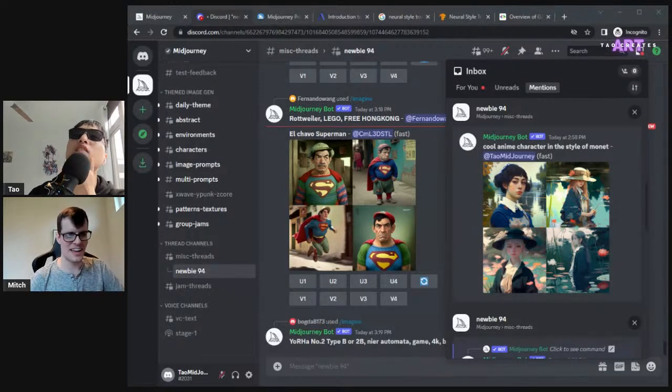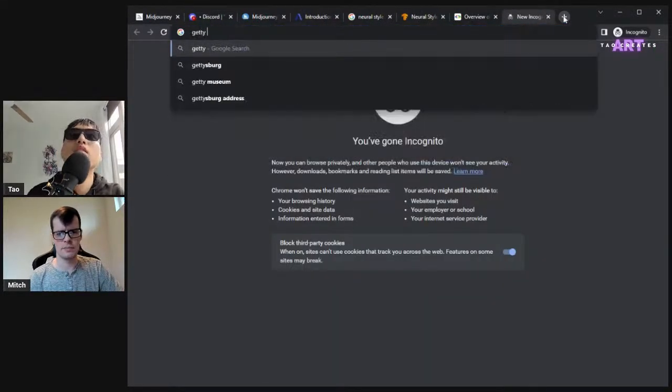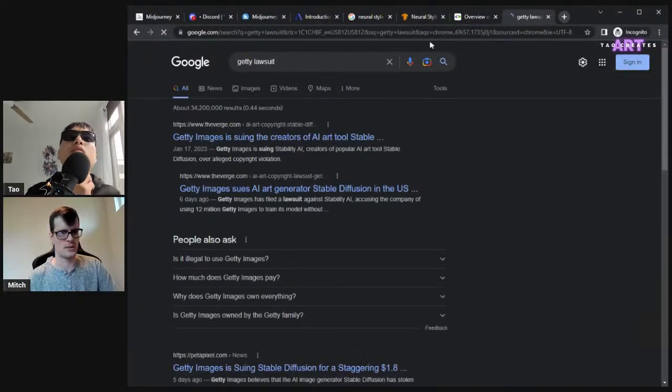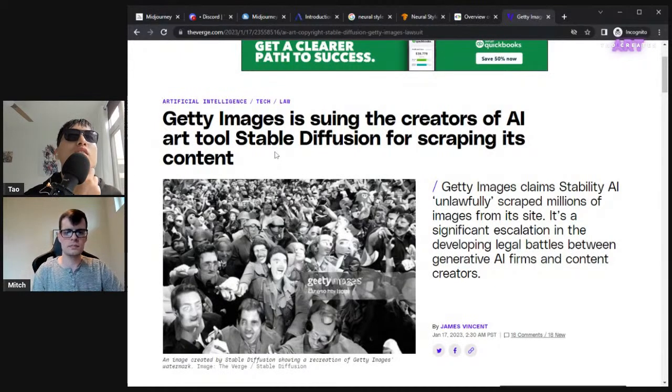Have you heard about the Getty lawsuit? The Getty lawsuit? No, I haven't heard about that. Getty is suing Stable Diffusion right now, actually. Hold on, let me pull that up. You can probably just see it if you look up Getty sues Stable Diffusion. Yep, there you go. Getty is suing the creators of AI art tool Stable Diffusion for scraping its content.